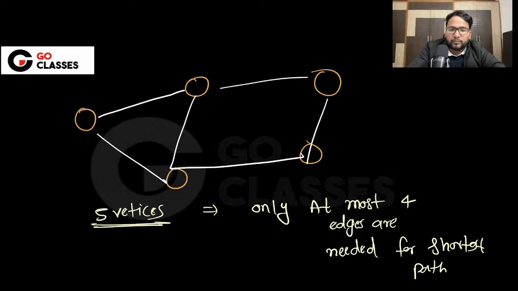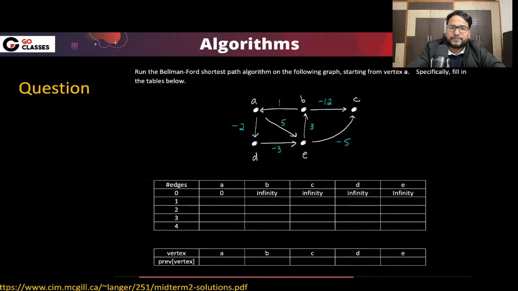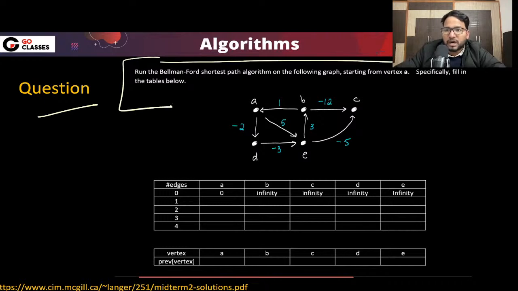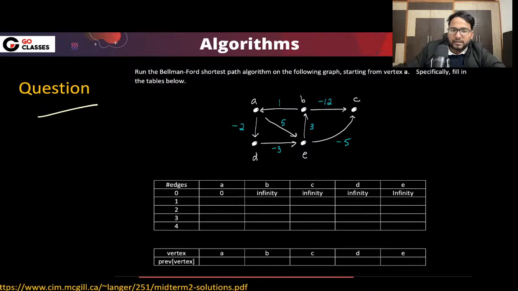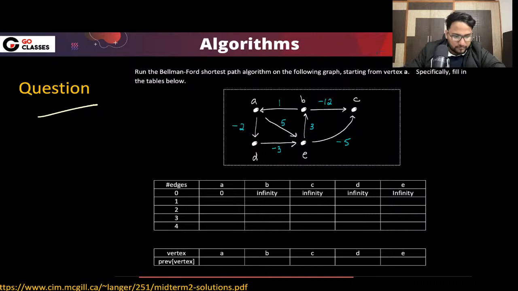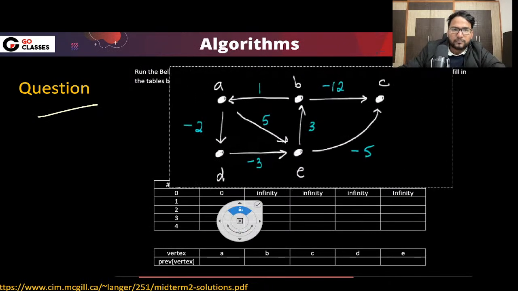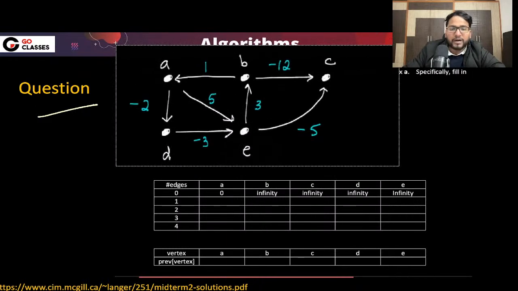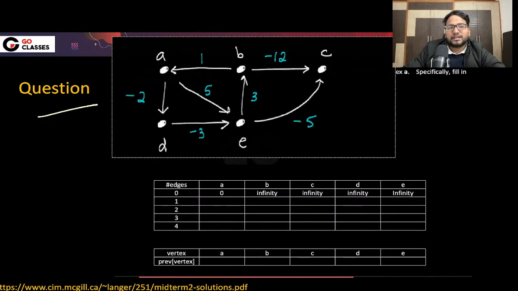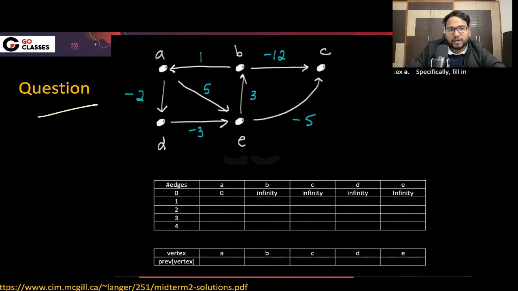Now let's solve more questions and try to understand this. This question says to run the Bellman-Ford shortest path algorithm on this graph, specifically filling this table below. Can you try running this and fill it in? If you run it n iterations and there is no negative cycle, then there won't be any change in the last iteration.